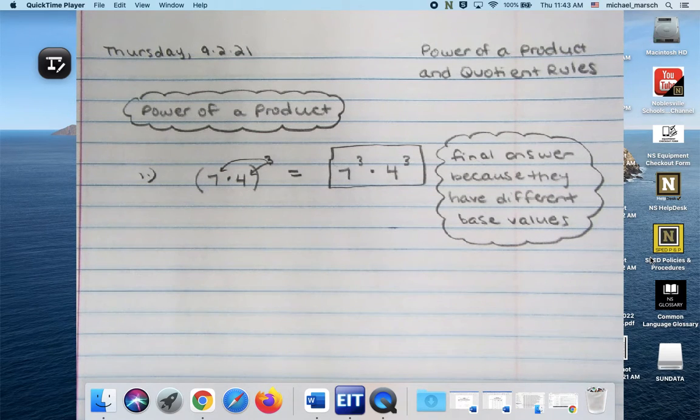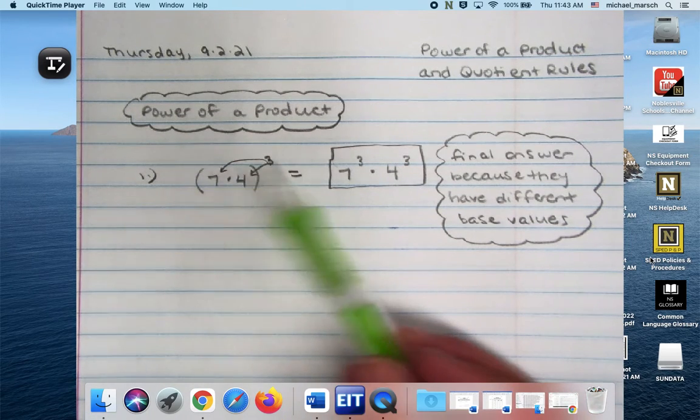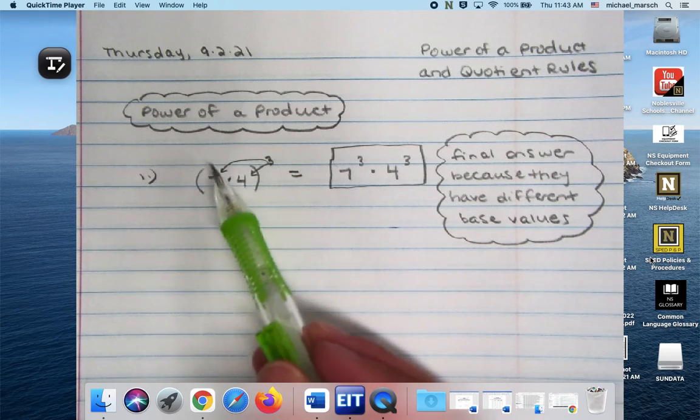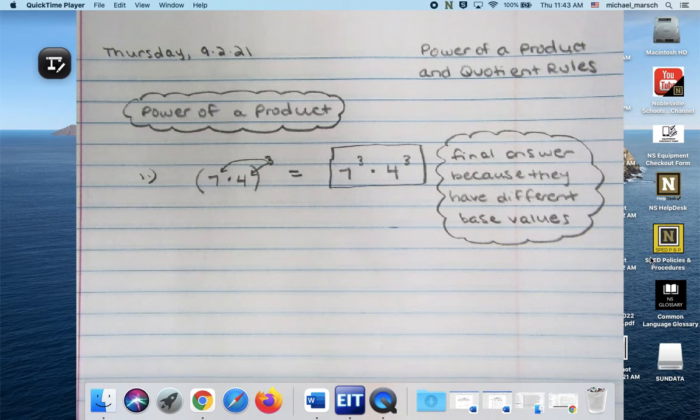Now I did have students in third period say, well, what if I just wrote 28 to the third power? That's the same thing, right? But I want you guys to practice, and you'll understand why when we get down to the examples, distributing it to both values in here. You would get the exact same thing if I actually found 7 to the third times 4 to the third is the same as 28 to the third.